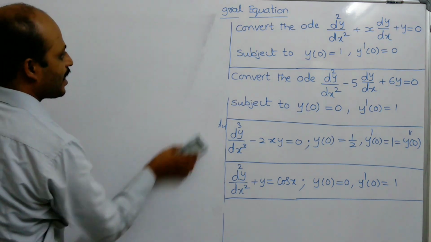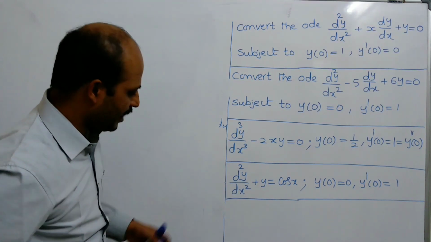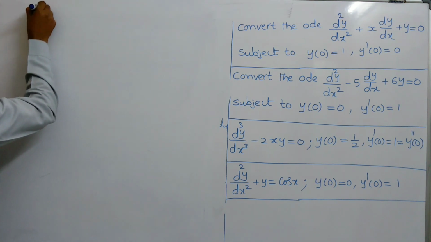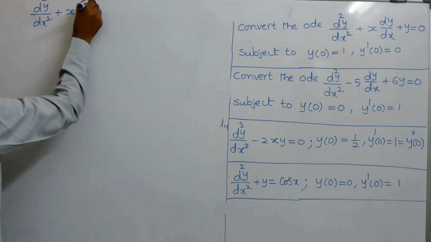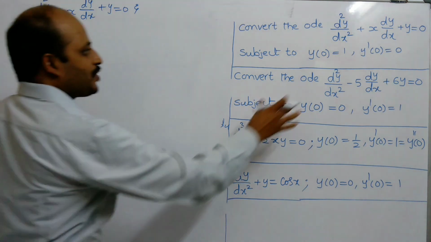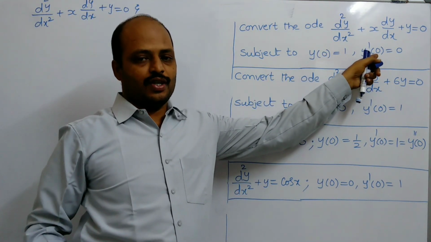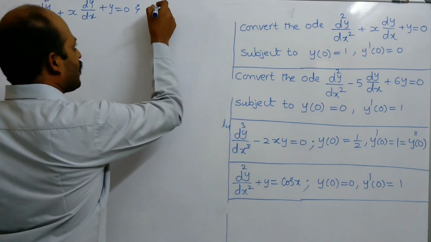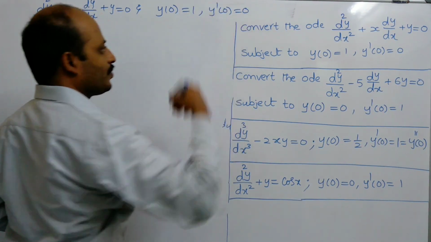Let us see the first example, first problem. Convert the ODE d square y by dx square plus x into dy by dx plus y is equal to 0, subject to the conditions, which are known as initial conditions or boundary conditions: y of 0 is equal to 1, y dash of 0 is equal to 0.